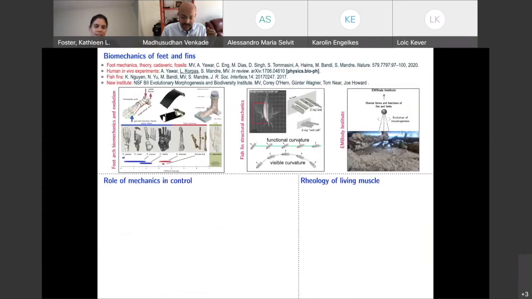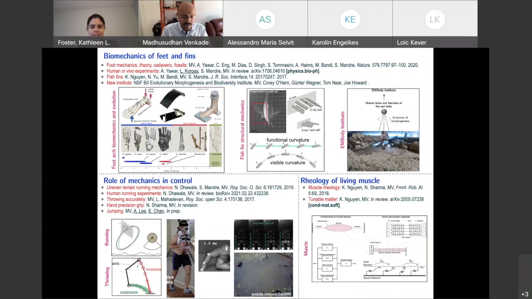I'm going to end with a slide just telling you what are the things that my lab does. You heard today about feet and fins. We now have money for designing a new institute that's going to think about appendages of different types on different terrain, with specific questions of how does morphogenesis lead to realization of related principles but with different morphologies, questions of evolution and morphogenesis.